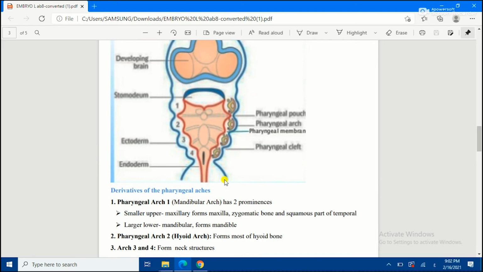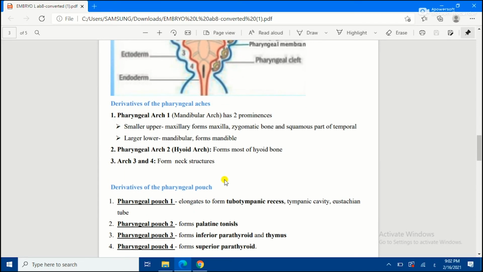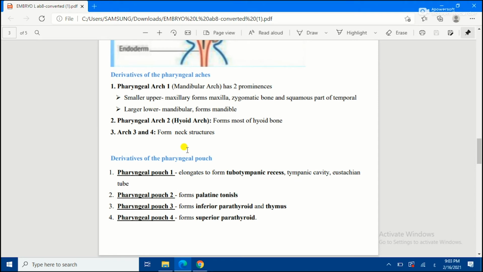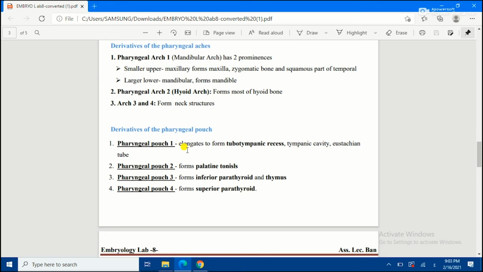Okay, the derivatives of the pharyngeal arches are different, but I will give you some examples in order to memorize them. Pharyngeal arch number 1, which we call the mandibular arch, has two prominences: the maxillary and the mandibular prominence. The maxillary prominence will form the maxilla and other structures like the zygomatic bone and the squamous part of the temporal bone. The larger lower one, the mandibular prominence, forms the mandible. Pharyngeal arch 2 we call the hyoid arch, and that will form the hyoid bone.